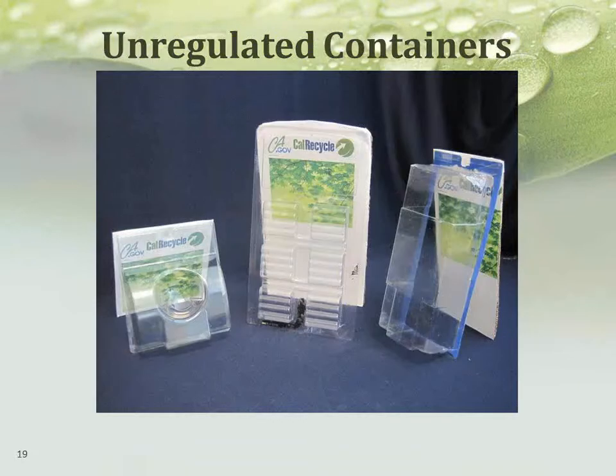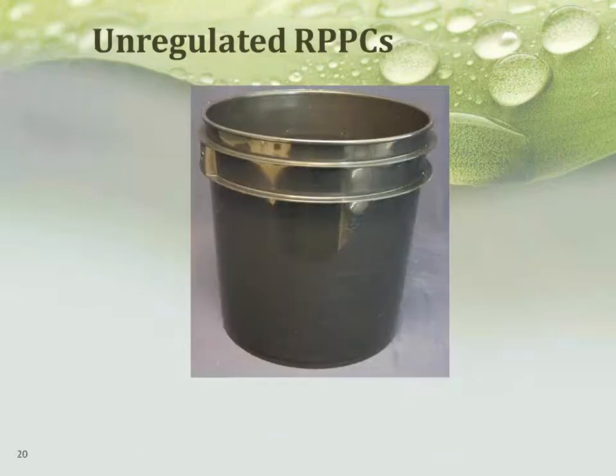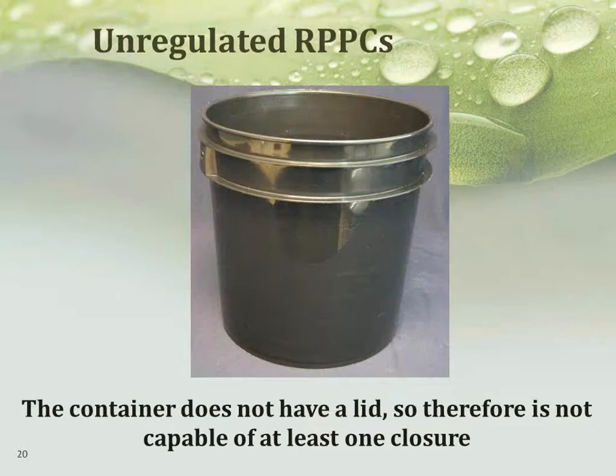These fiberboard-backed containers are not RPPCs because they are not made entirely of plastic, nor would the product be entirely enclosed in plastic. This bucket, though made entirely of plastic, is not regulated by the RPPC program. In this case, the container does not have a lid, so is not capable of at least one closure. It is important to note that even if this bucket had a lid, without a product inside, the container is not a regulated RPPC.